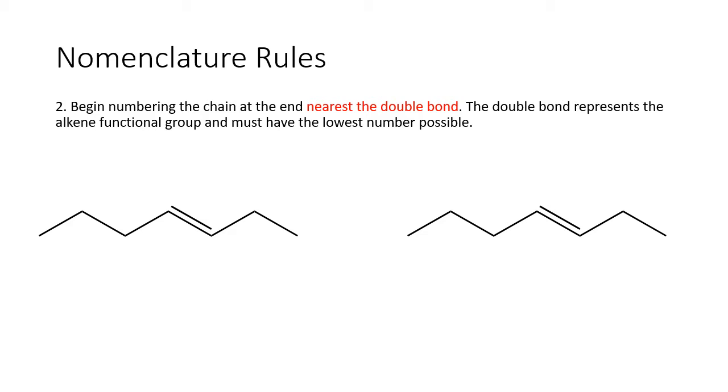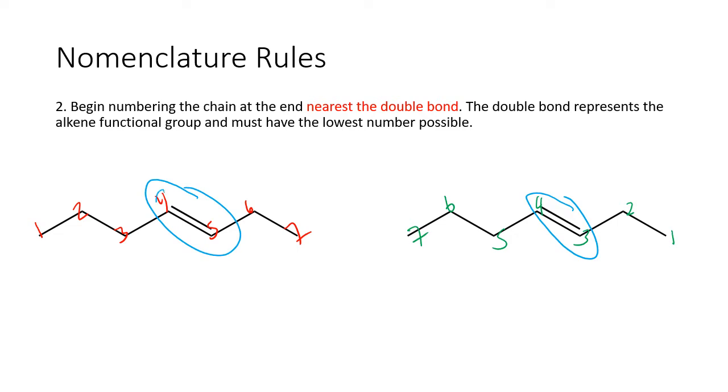So if I, on the left, was to start numbering from here on the left-hand side of the molecule, I have 7 carbons in my chain, and my alkene is in between carbons 4 and 5. But if I go over to the right and I number from the right, 1, 2, 3, 4, 5, 6, 7, still 7 carbons in my chain, but now my alkene is in between carbons 3 and 4.